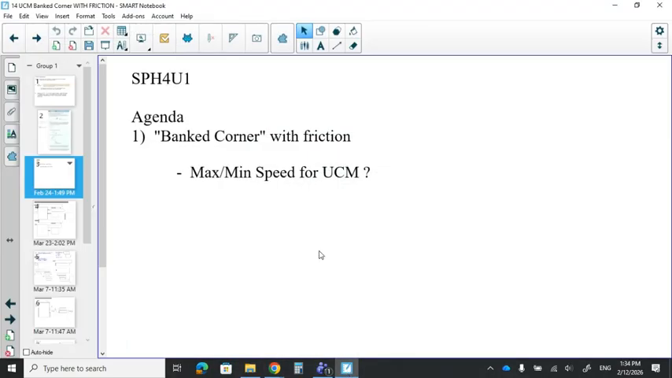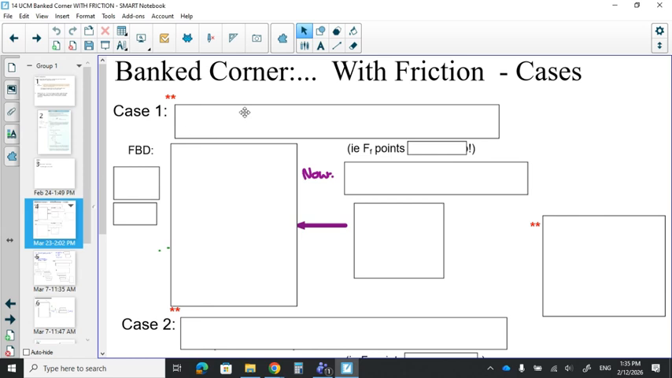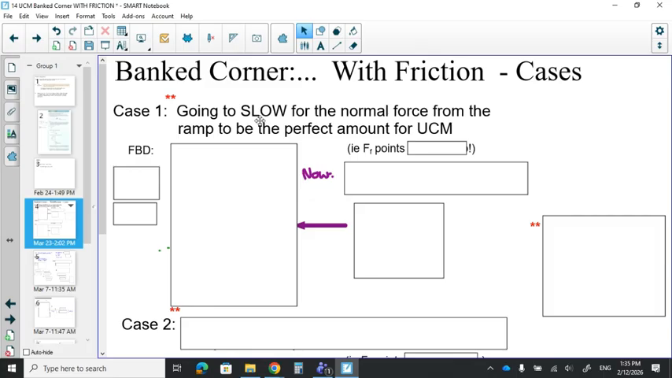Here we go. Banked corners with friction. So more to do with banked corners, but the more realistic case where there's friction. In this kind of situation, there is a maximum and a minimum speed that's possible for uniform circular motion. The friction can apply enough force to help it stay in circular motion, even if it's going too slow or too fast. So the two cases here, too slow and too fast, to consider those, right?